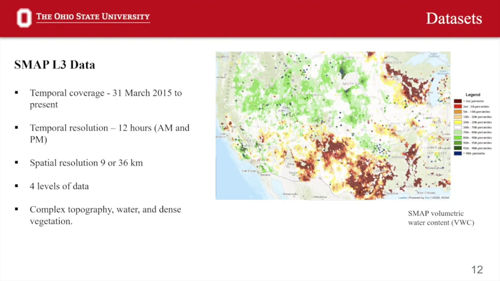So our research will use the SMAP L3, level 3 product, and here the resolution is 9 kilometers. This version provides morning and afternoon data, but I averaged them to produce a daily value.